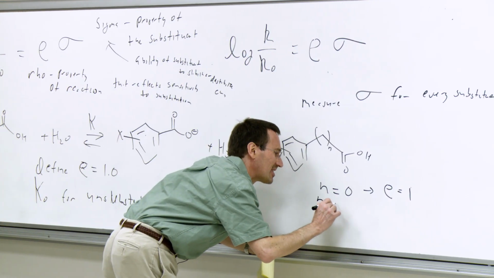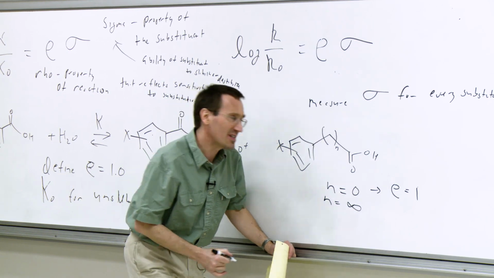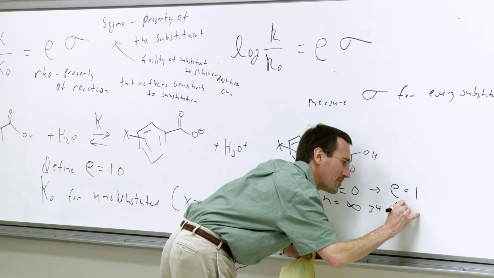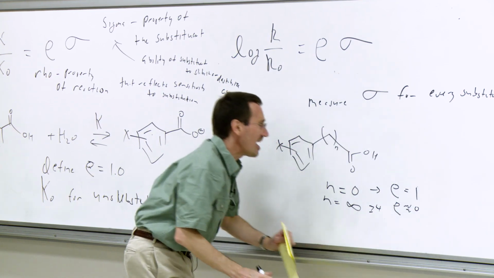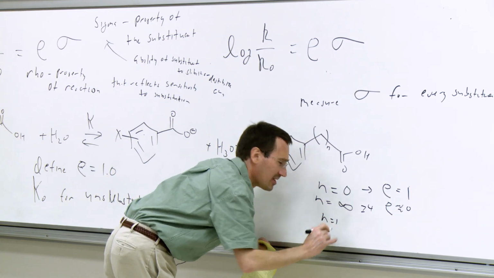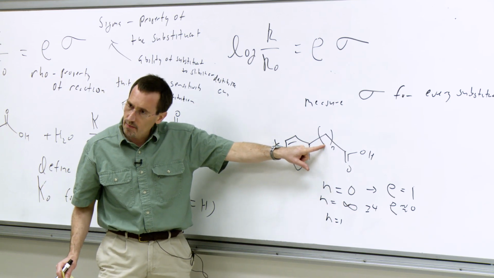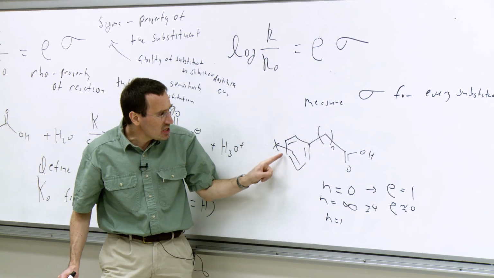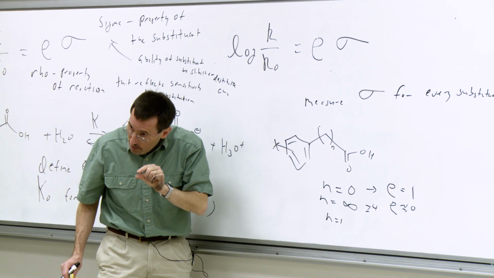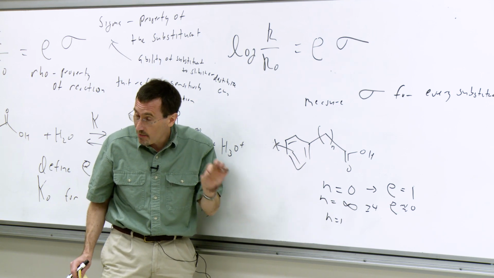N equals infinity, or I'll just say n greater than or equal to 4 would be sufficient. Rho is about 0. And you can imagine now, let's say n equals 1. You've learned the inductive effect. If I have a single methylene here, I'd imagine the nitro compound would be a little bit more acidic than the hydrogen compound, but not that much.